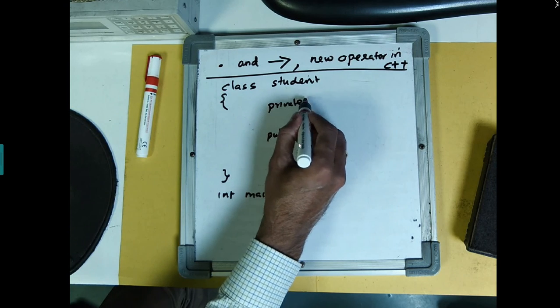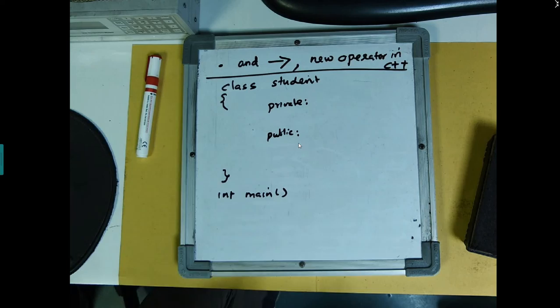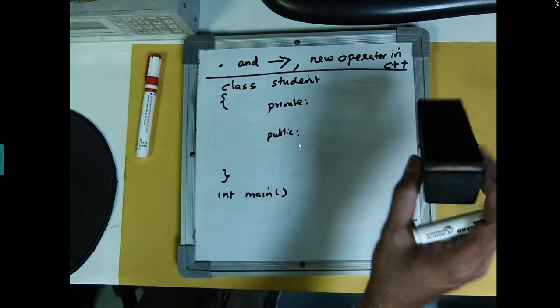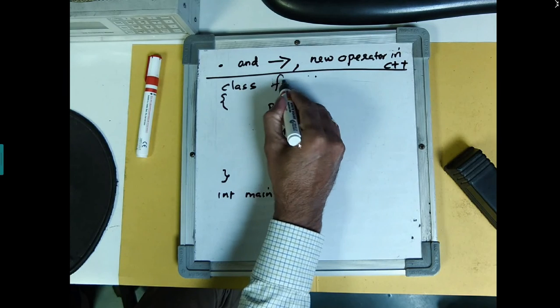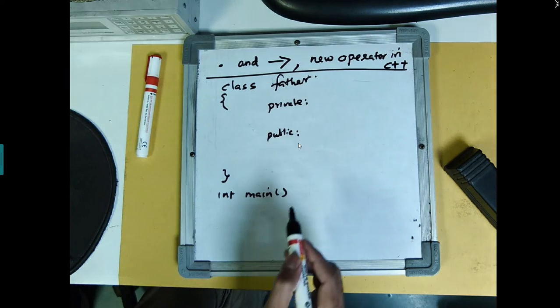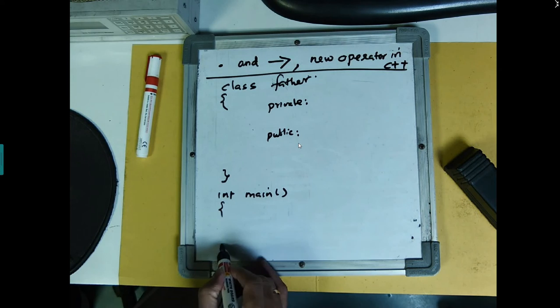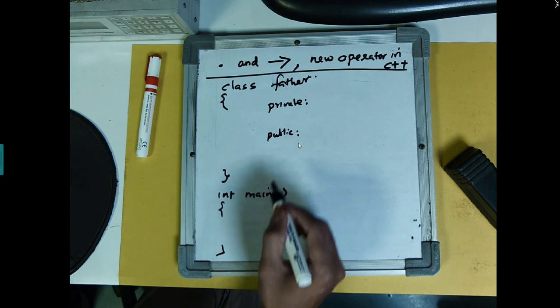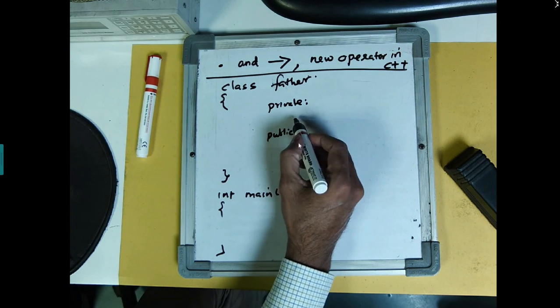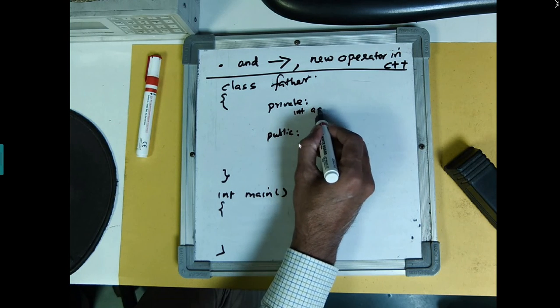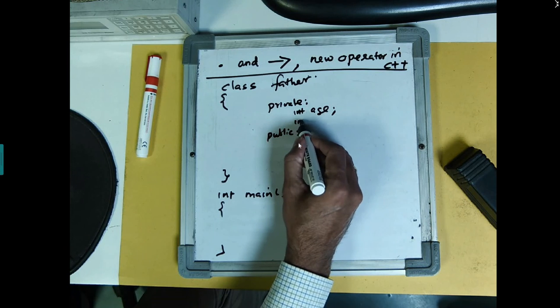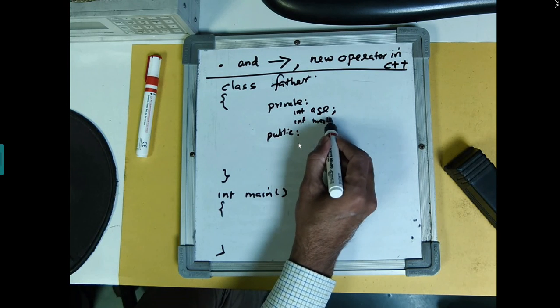Now let's say, instead of a student, this is actually a class of a father. Inside this, let's say he has some integer age, some integer marks, etc.